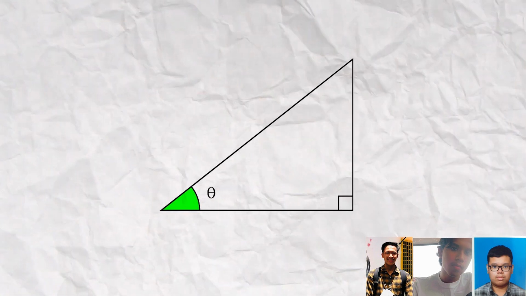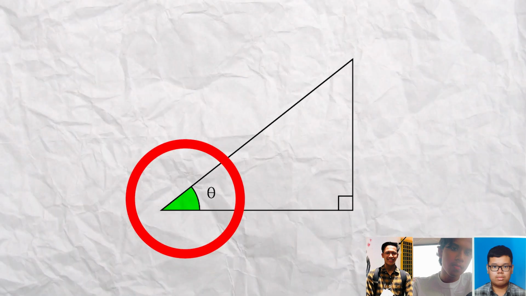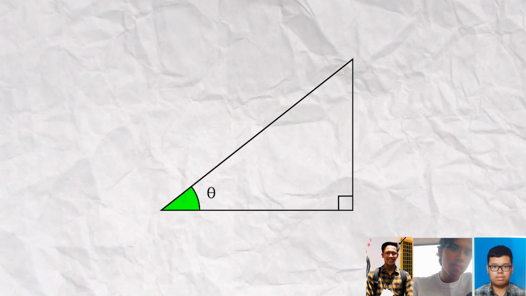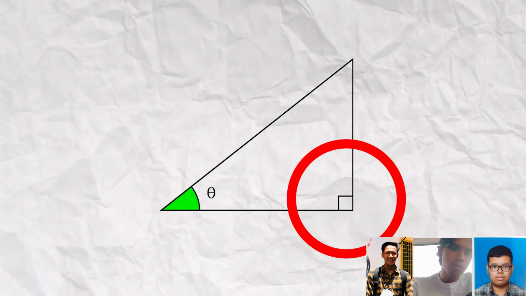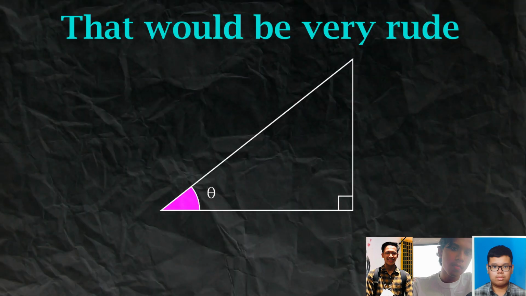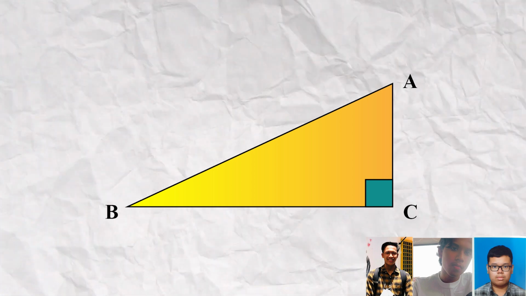As for the other 2 sides, let me introduce you to this pill-looking thing. This is theta, a cute angle. Theta can pretty much only be in these 2 positions, as if it sits here, it'll be taking the 90-degree angle spot, and that would be very rude. Anyway, the last 2 sides depend on where theta is positioned.